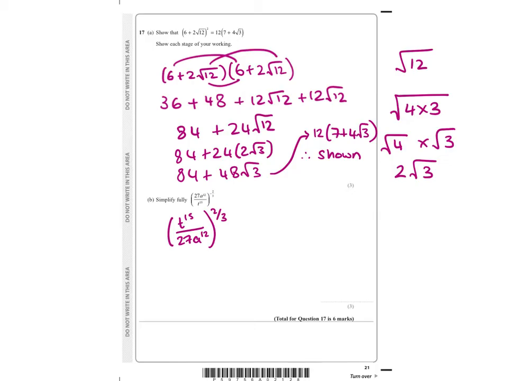If it's a power, for example, t to the power of 15, I need to multiply 15 by 2 over 3. So t to the 15 multiplied by 2 over 3 is in fact 10. So 27 to the power of 2 over 3, the cube root of 27 is 3. Square it, we're going to get 9. And a to the power of 12, that power of 12 multiplied by 2 over 3 is in fact 8. And there is our answer. It's nice and simple.